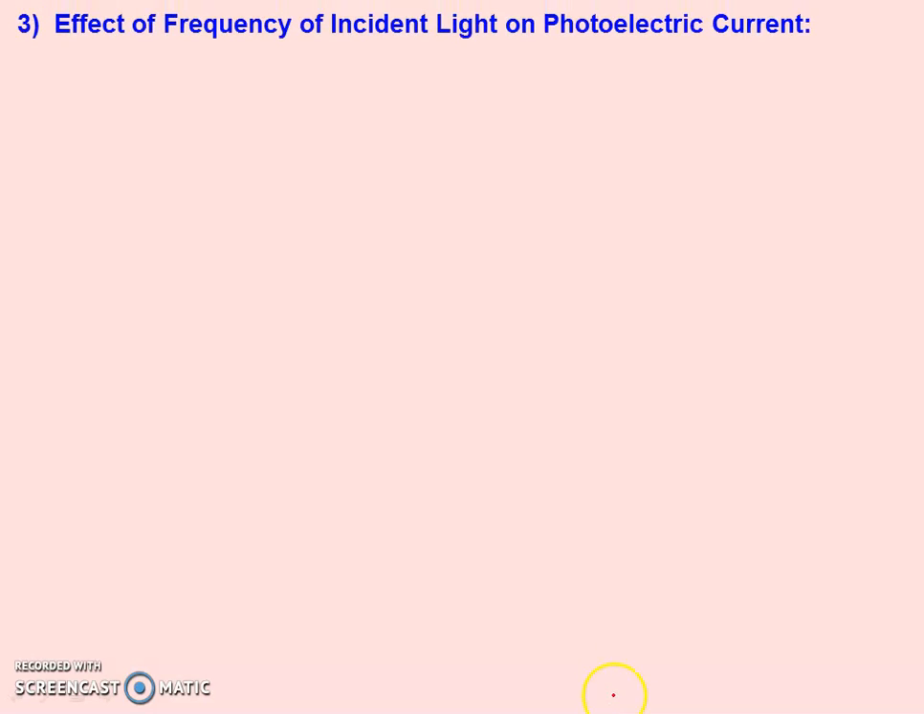Now the third, how is the photoelectric current affected by the frequency? Photoelectric current in relation to the frequency of incident light. As per the photon theory, energy depends on frequency, whereas intensity depends on the number of photons, and the number of photons also affects the photoelectric current linearly. It means there should be no relation between frequency of incident light and photoelectric current, right?